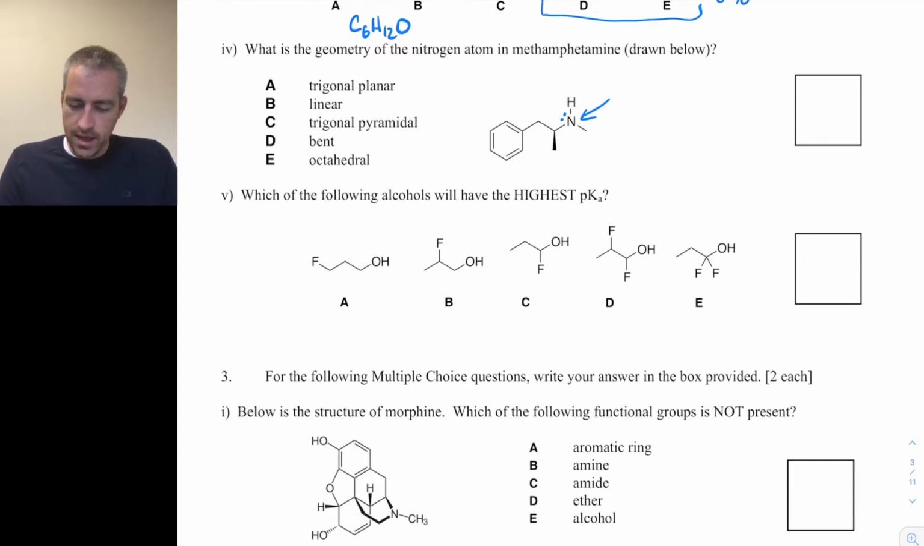So that is what the nitrogen looks like. It has 3 bonds and 1 lone pair, 4 electron groups. So the geometry of the electron groups is going to be tetrahedral. The actual geometry of the atom, the shape of the atom, because when we look at the shape, we don't count lone pairs, will be trigonal pyramidal, which is C.